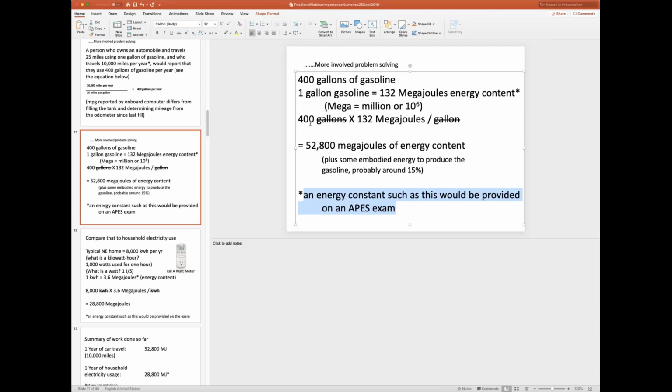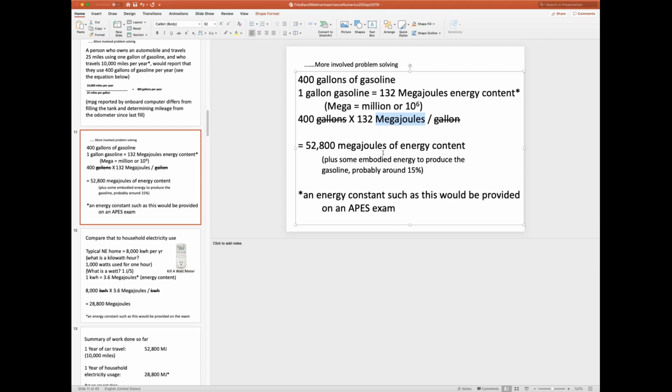But an arithmetic equation, 400 gallons of gasoline times 132 megajoules per gallon, the gallons cancel out and you're left with megajoules, and you get an answer of 52,800 megajoules of energy content.